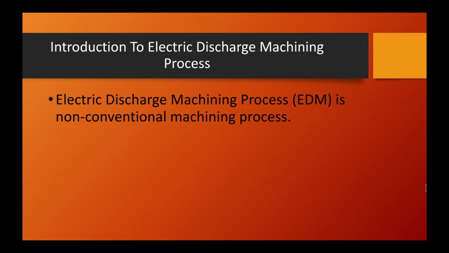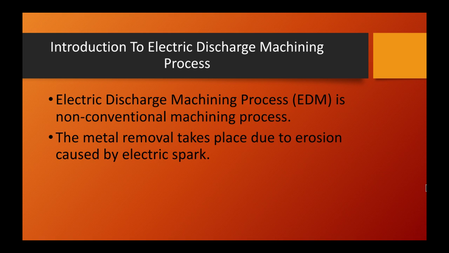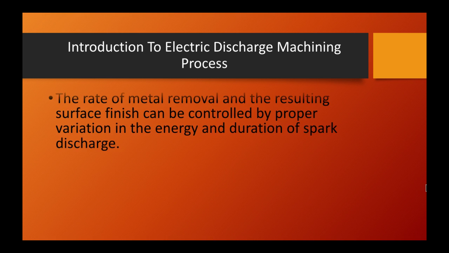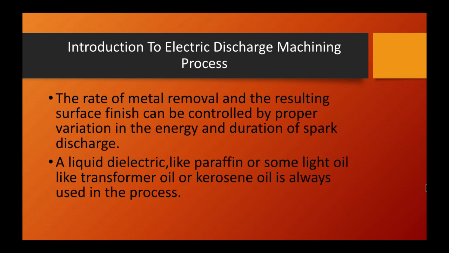Electric discharge machining process is a non-conventional machining process. The metal removal takes place due to the erosion caused by the electric spark. This process may be used for machining any conductive material irrespective of its hardness. The rate of metal removal and resulting surface finish can be controlled by proper variation in the energy and duration of spark discharge. A liquid dielectric like paraffin or some light oil like transformer oil or kerosene oil is always used in this process.